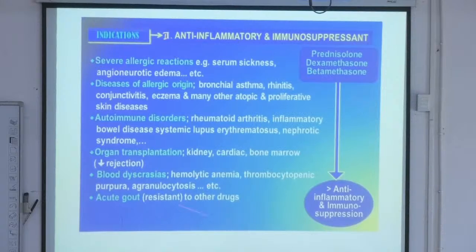Okay? Acute gout is a condition where uric acid is high. There is a very severe inflammation of certain joints, and corticosteroids are a very good drug to control that inflammation.